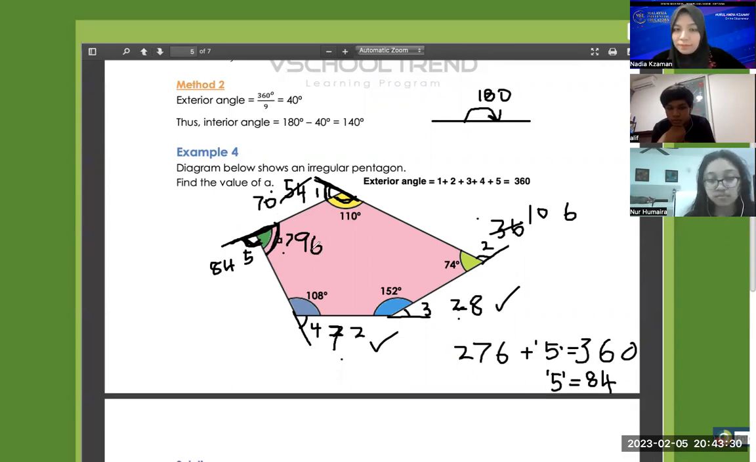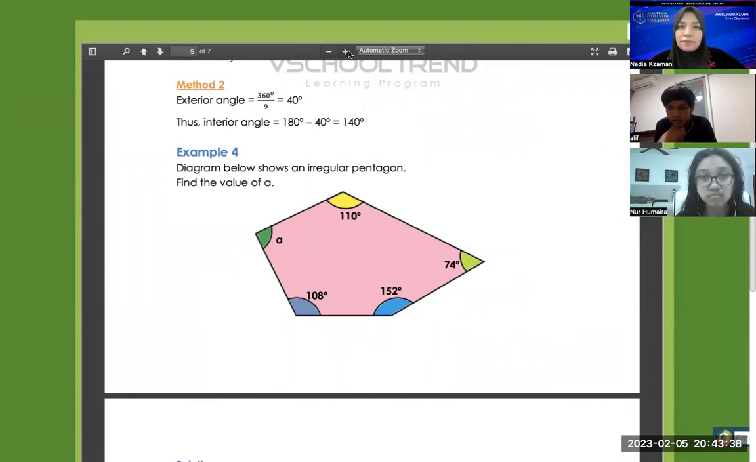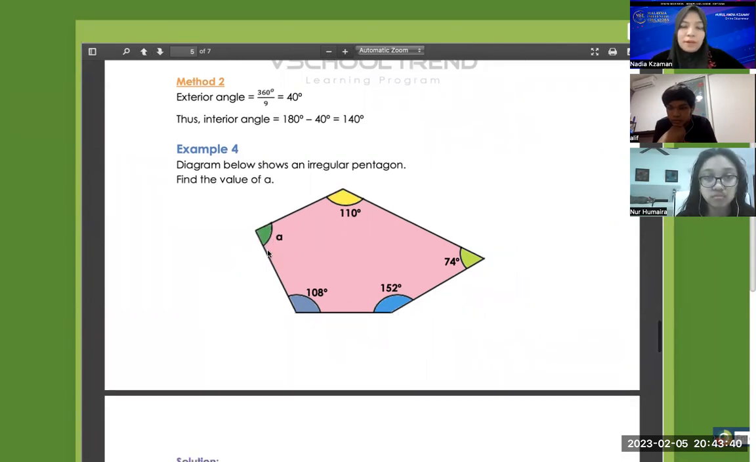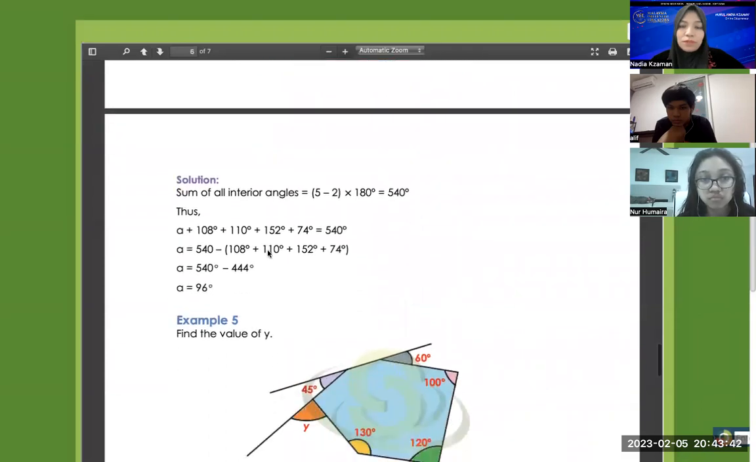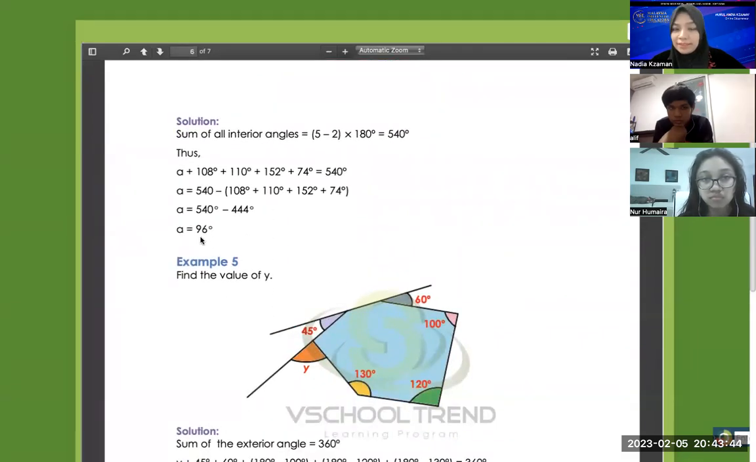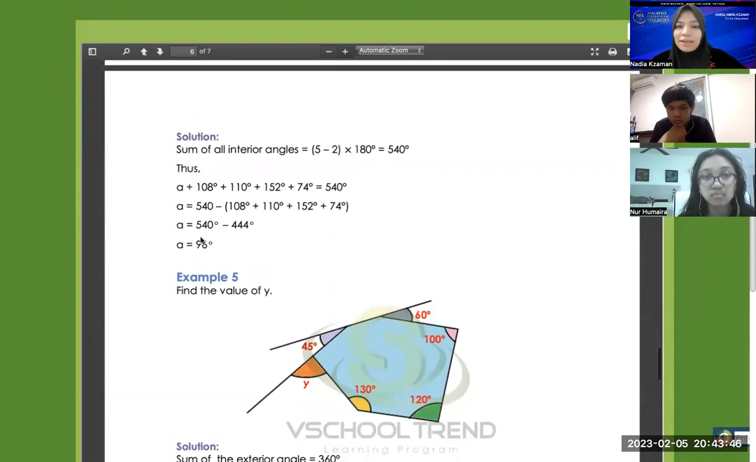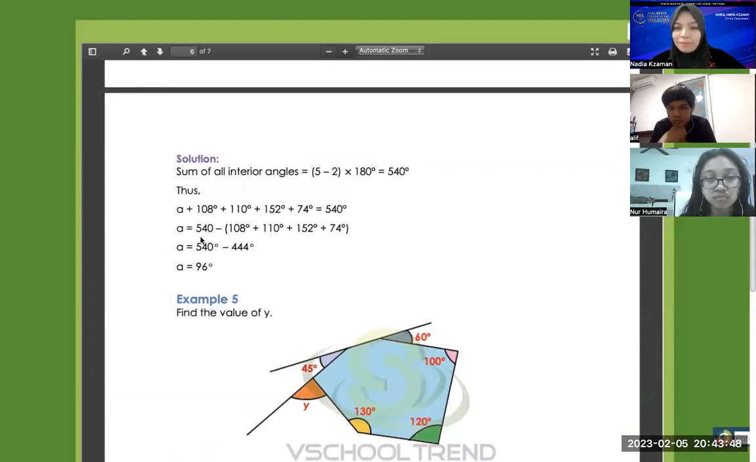Okay, Alif. Okay, so you get 96 here. So I'm not going to go through the solution because you already get 96 just now. So you understand how we get the answer, right? Yeah. So let's see example number 5.